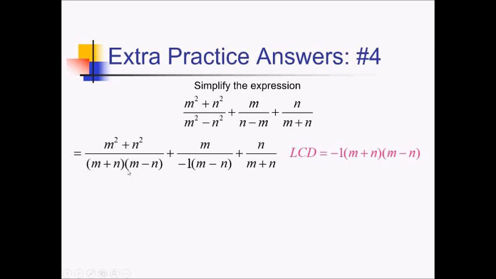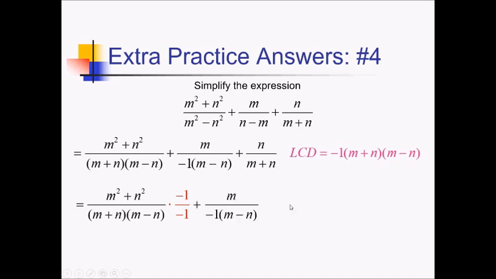So for this first fraction, this one has almost everything it needs. It just needs that negative 1 out in front. So we'll multiply by negative 1 over itself so that we're really multiplying by positive 1 and not changing the value. For this next fraction, we have the negative 1 and the m minus n. We still need the m plus n, so I'll just rewrite that fraction and then multiply it by m plus n over itself. And then for this last fraction, I've got the m plus n, but now I still need a negative 1 and an m minus n.